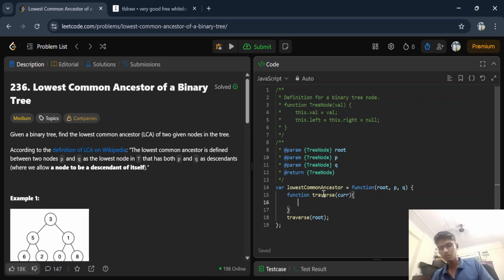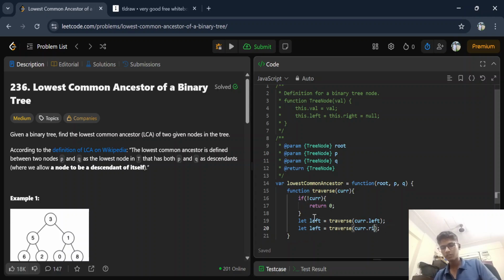So if my current is null, suppose at last time when I call it with left and right, my current will be null, then I will return 0. Perfect. Now at left, let left be equal to traverse current dot left. I don't need to worry about whether left is null or not, because if left is null, it will return me 0. Yes, perfect. So for right, I'll call it with current dot right next time, and I'll change this to right as well.